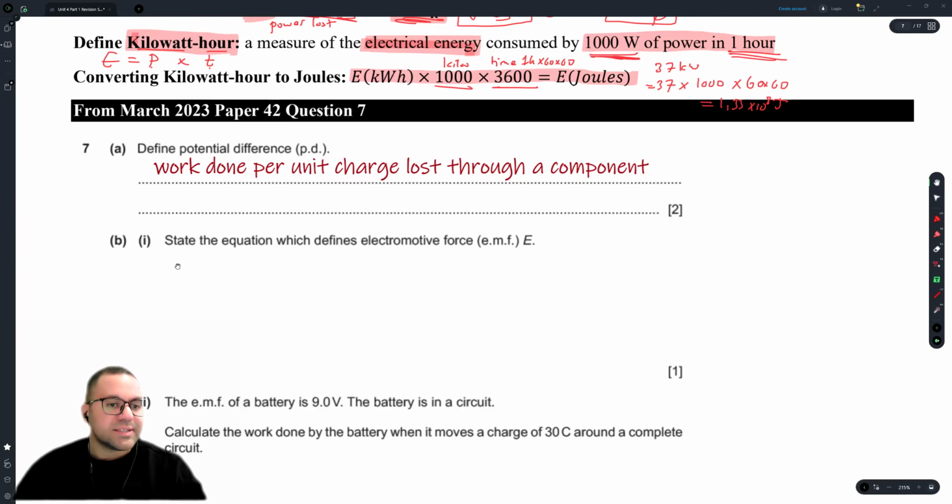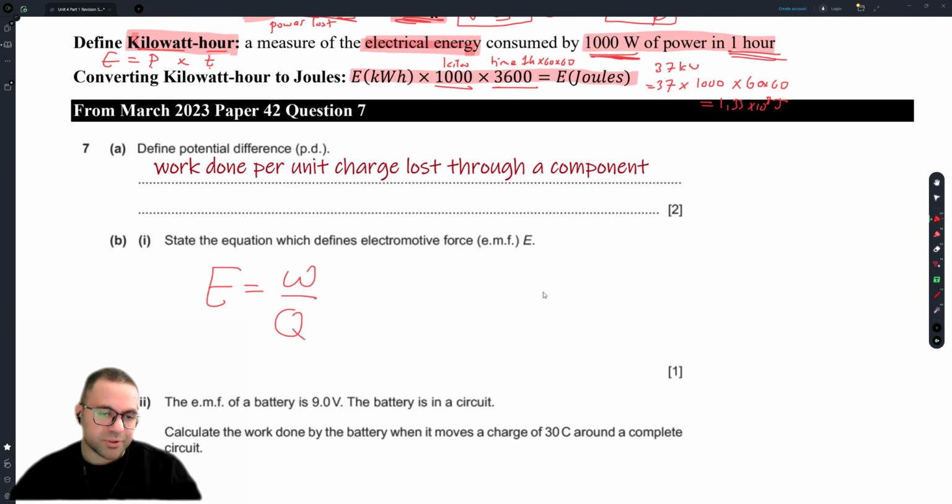Next. State the equation which defines EMF. So what's EMF? E equals W over Q, or you can say work per unit charge. Just write it down as an equation.